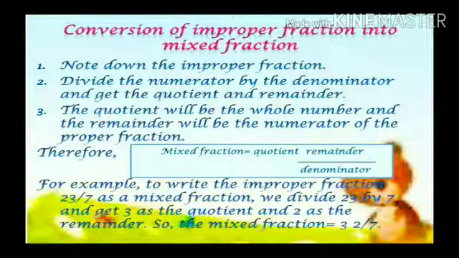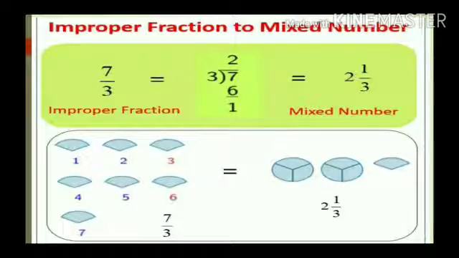So for example, to write the improper fraction 23 upon 7 as a mixed fraction, we divide 23 by 7 and get 3 as the quotient and 2 as the remainder. So the mixed fraction is equal to 3 whole 2 upon 7. You can understand this more clearly with this example.